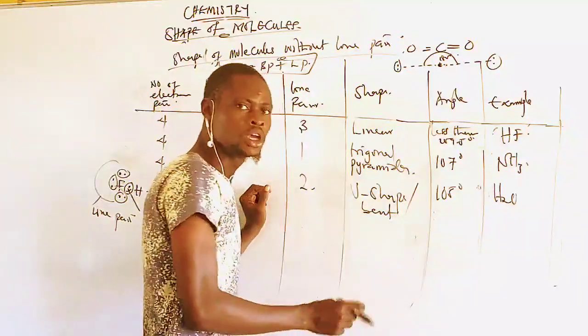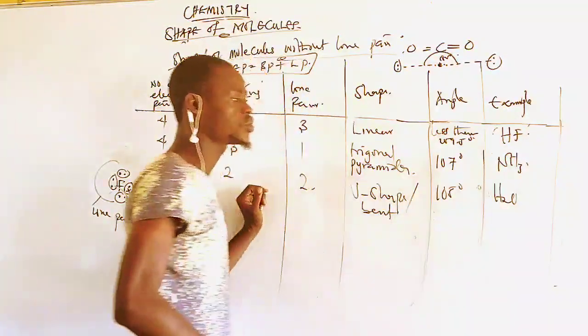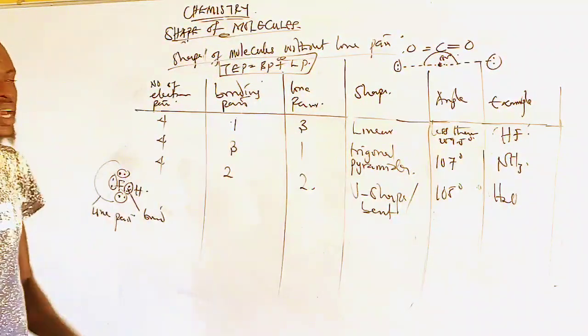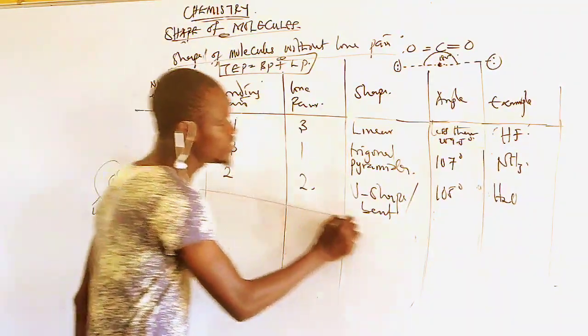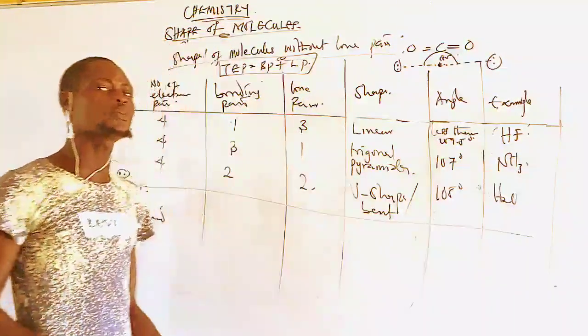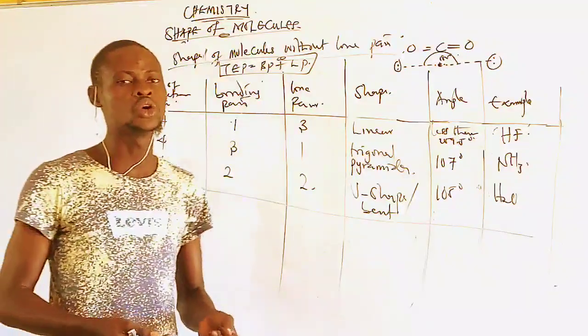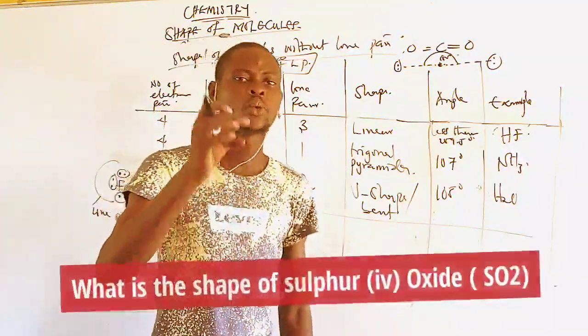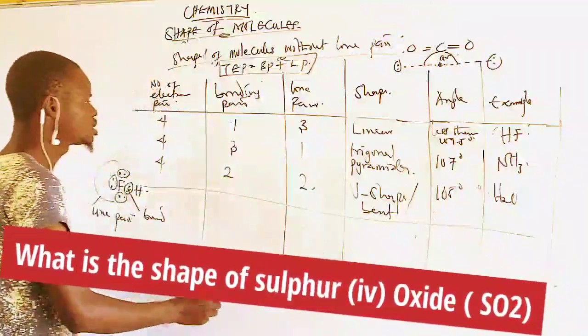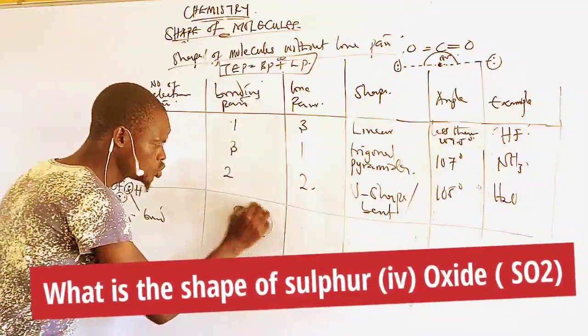A bent shape. It's only the property of water. It has a bent shape. Now, the question I'm going to leave to you, to drop an answer for me in the comment box section below, is: what kind of shape will be found in SO2?